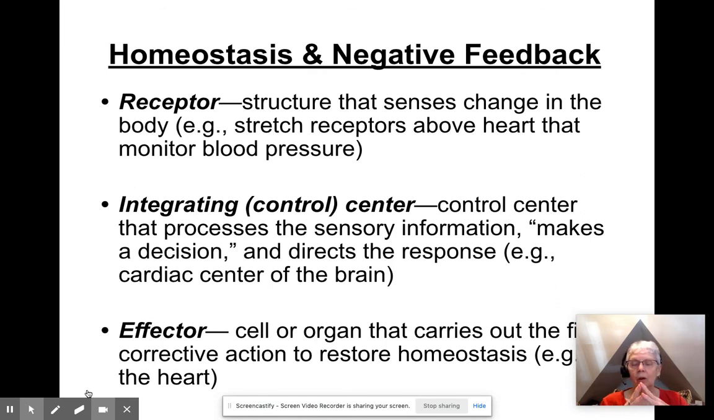So let's go over the temperature one again. My receptor in this temperature example is the hypothalamus. The control center is our brain, and then the effector is our skin releasing fluid to help us cool down.